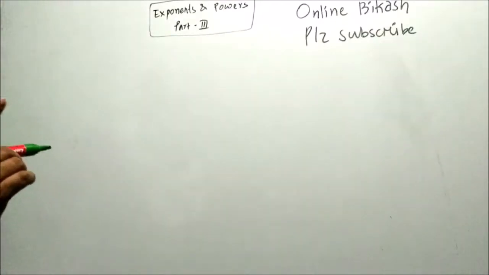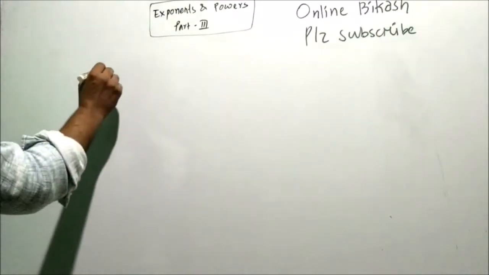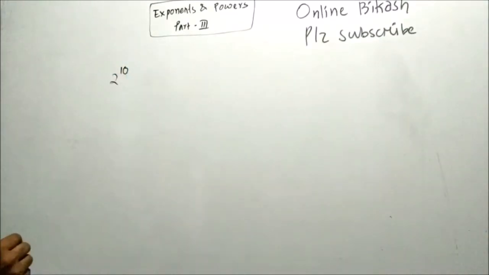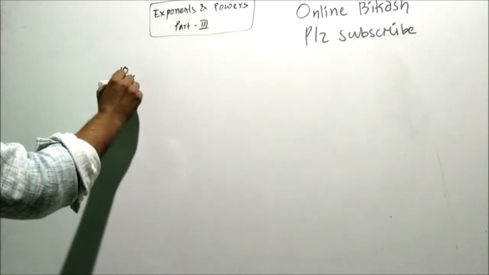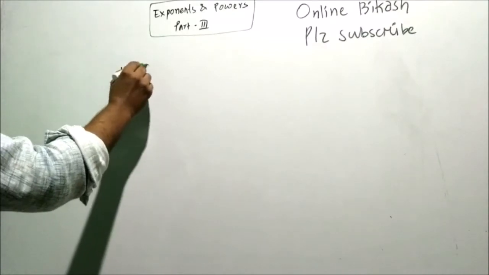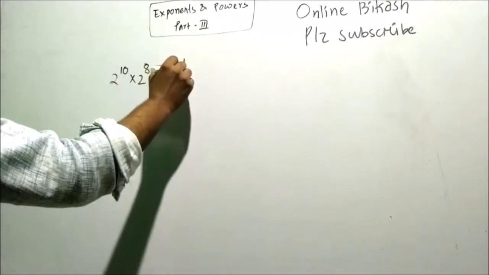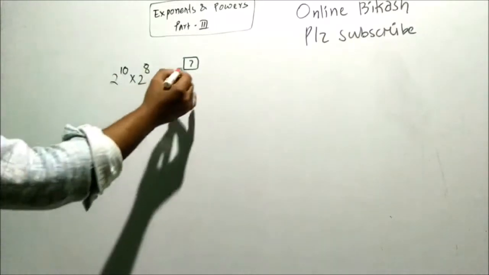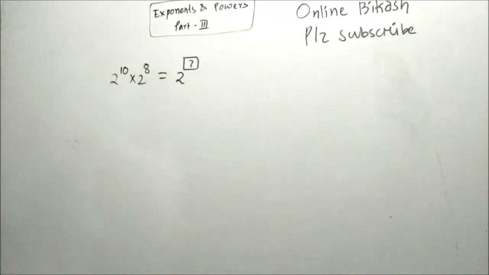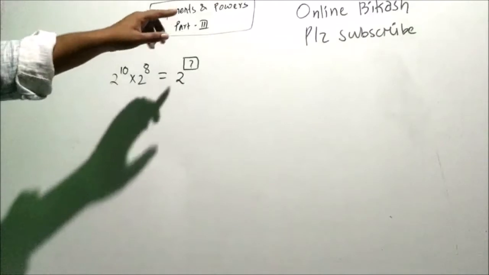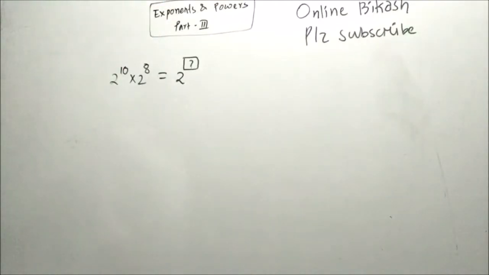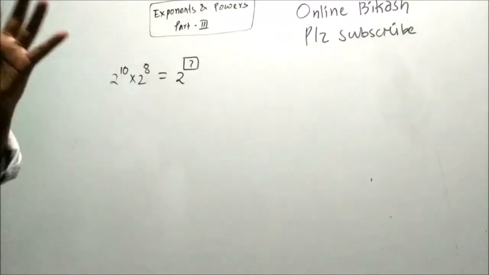The first is the easiest question even. 2 to the power 10 into 2 to the power 8 is equal to 2 to the power what? You have to fill in the blank. In part 2 I discussed the laws of exponents. If you have not watched that video, please watch it first, and then watch this video, because in that video we discuss the laws of exponents.